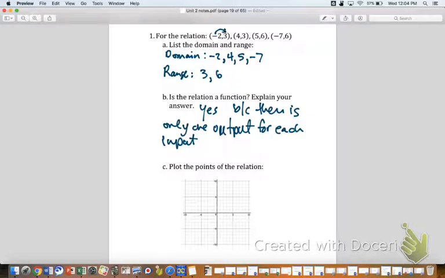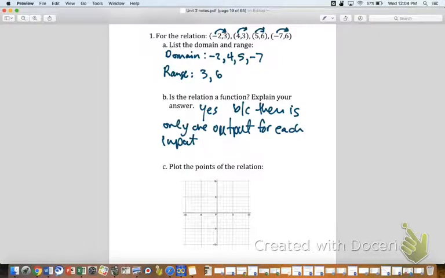-2 maps to 3. 4 also maps to 3. It's the same number, but 4 only has the one output. 5 only has one output. -7 only has one output. And that's the definition of a function that we saw in the video. A function is a relation where every input has exactly one output. Well said.